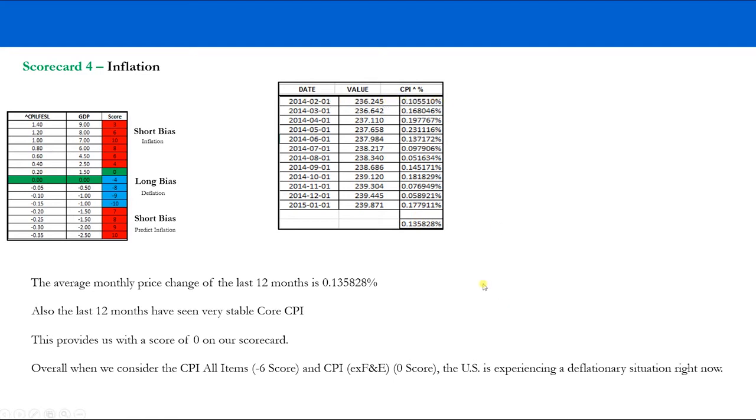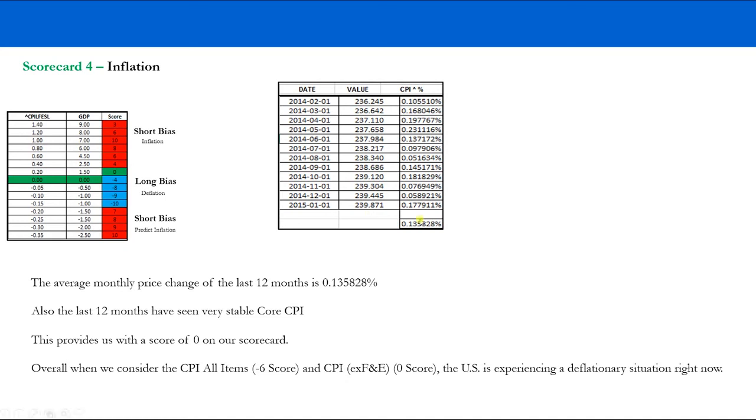If we take the last 12 months and then work out an average, we get the average monthly price change of the CPI ex food and energy of the last 12 months. And this comes in at spot 135.828%. And you'll notice that we're looking at a lot of decimal places here. We're not doing that by accident. It's because the numbers are incrementally very, very small month to month. So we want to be a lot more accurate in our analysis when looking at ex food and energy.